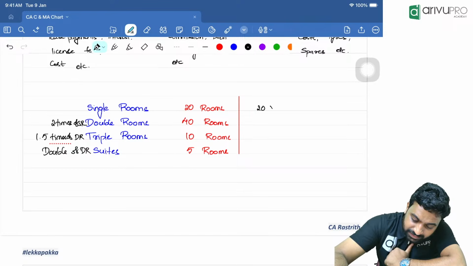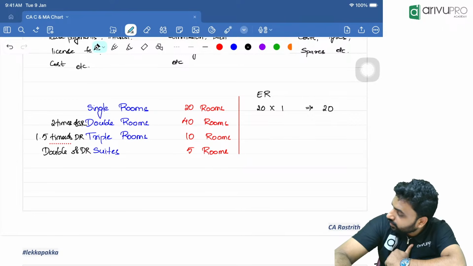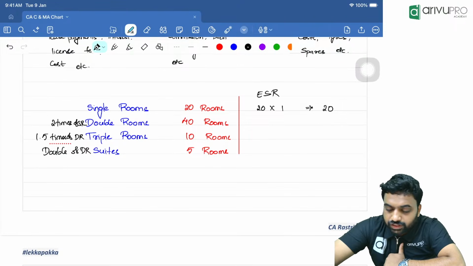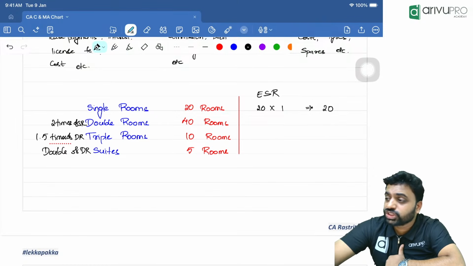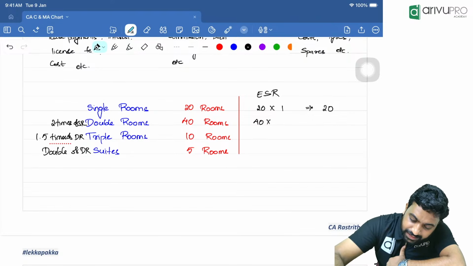Okay. That means these 20 rooms, I will take as equivalent to 20 single rooms. I am trying to find out equivalent rooms, or equivalent single rooms, I will say. So that will be easy. So 20 single rooms are equal to 20 single rooms. For 40 double rooms, because double rooms are charged twice of a single room, although those are 40 rooms, they are generating revenue equal to 2 times of single rooms. That means can I say 40 rooms is equal to 80 single rooms?